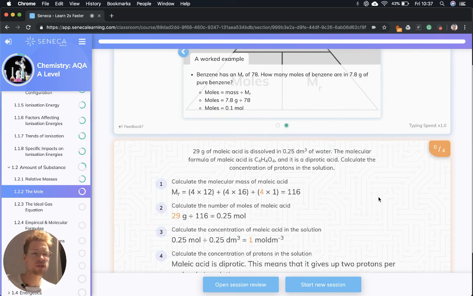Okay, so I feel like maybe we should go through a little example. So let's talk about maleic acid.